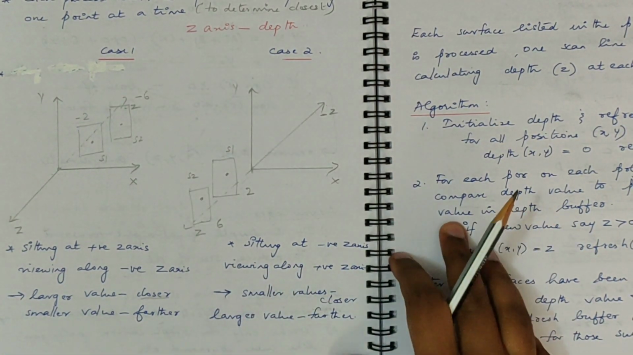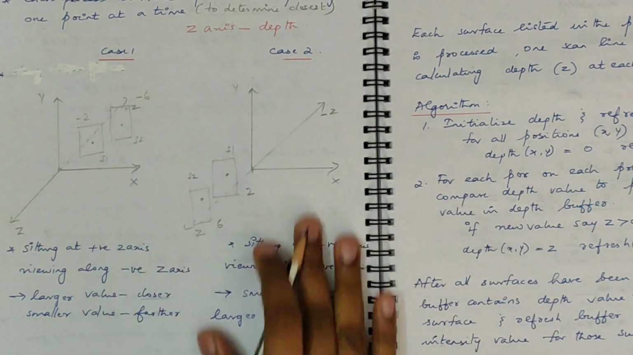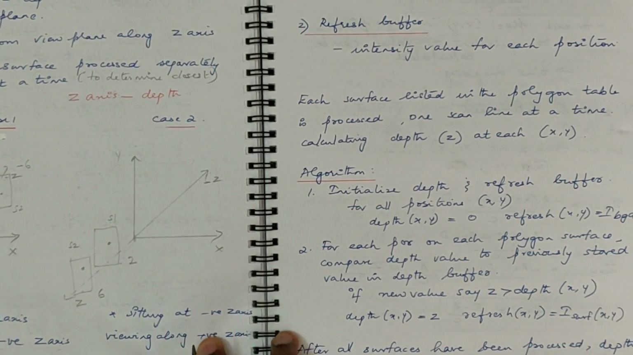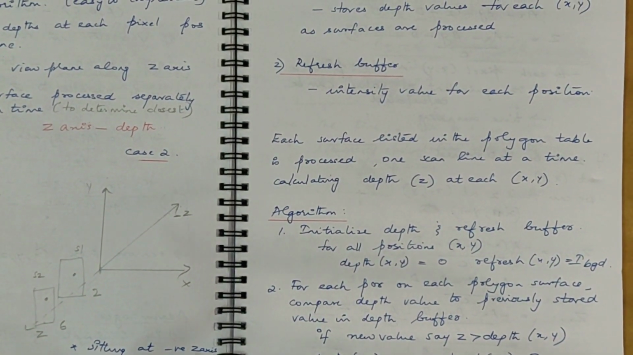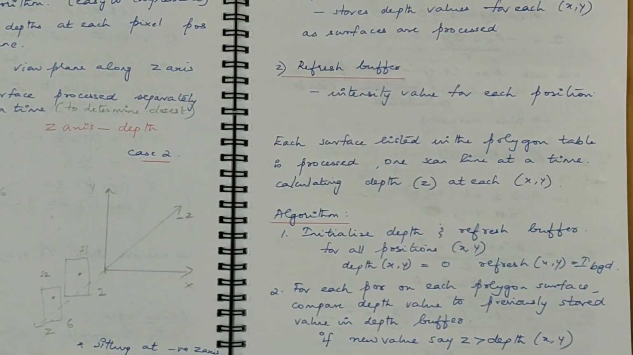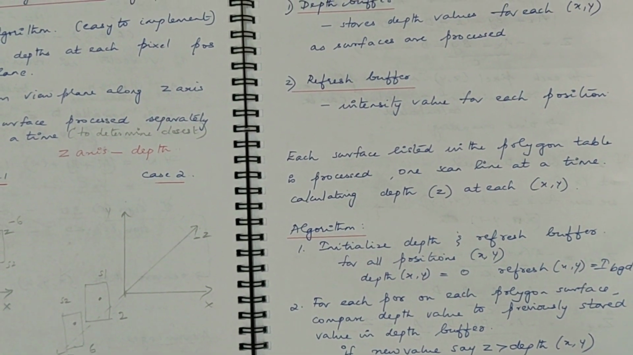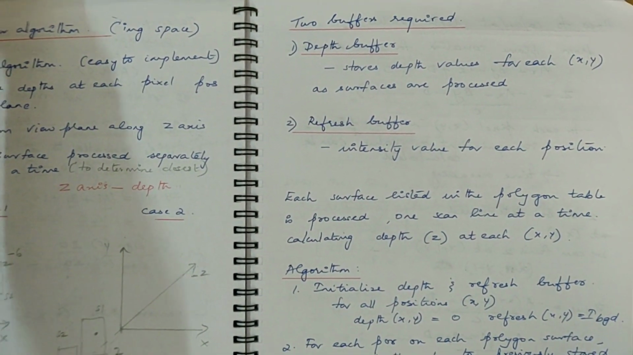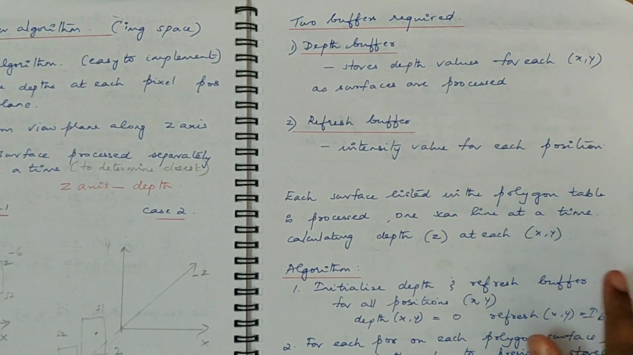Okay. So in order to work out this algorithm, you need two buffers. Two memory buffers will be used. You call one of them a depth buffer and the other a refresh buffer. Okay, the two buffers which are used: depth buffer and refresh buffer.